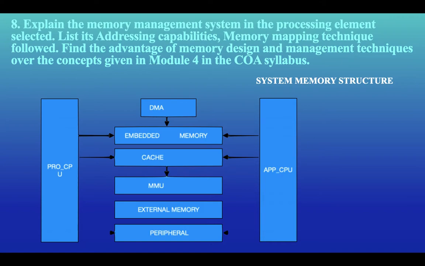Explain the memory management system in the processing element selected. List its addressing capabilities, memory mapping technique followed. Find the advantages of memory design and management techniques over the concepts given in Module 4 in the COA syllabus. The address mapping of the two CPUs, that is App CPU and Pro CPU, is symmetric, meaning that they use the same addresses to access the same memory. Multiple peripherals in the system can access embedded memory via DMA.